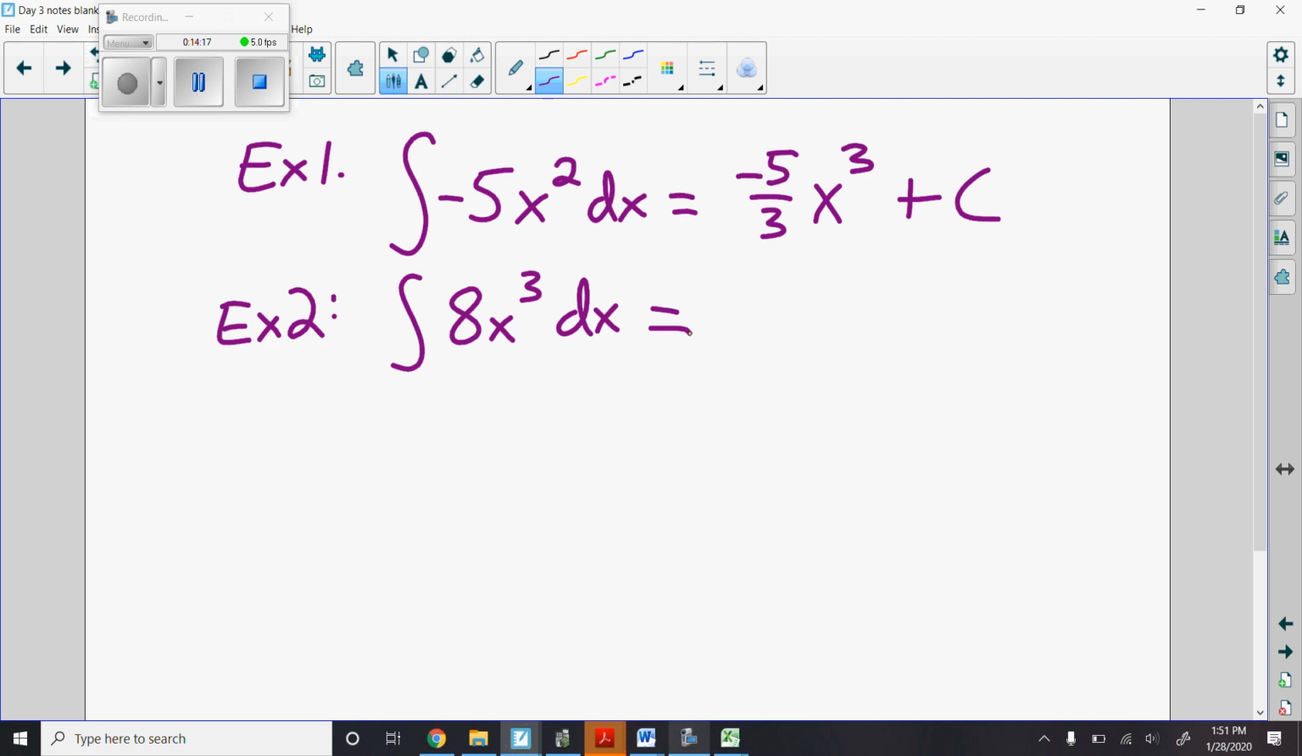Okay, I am going to, again, bump and divide. Try it on your own. So I'm going to bump the power to x to the 4th. And I'm going to divide my coefficient 8 by my new power 4, 8 over 4.